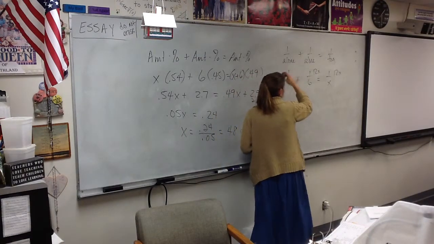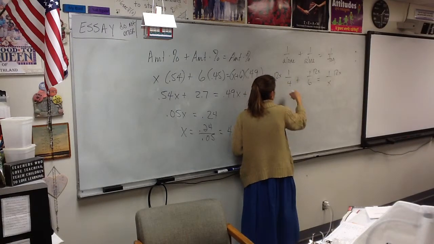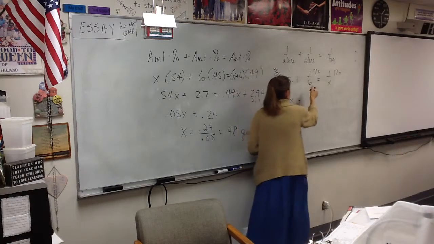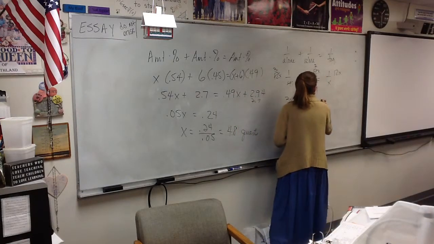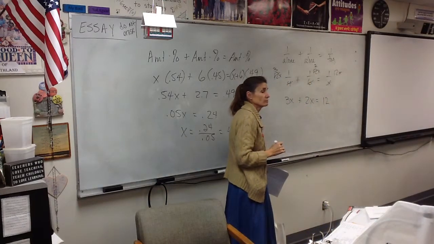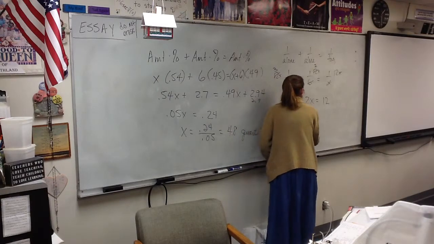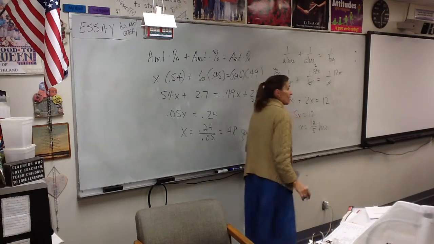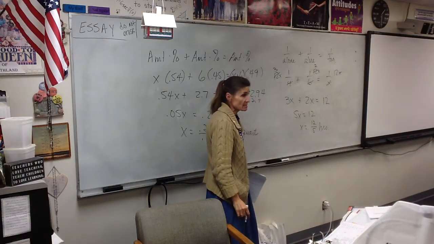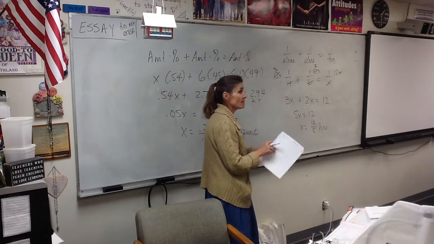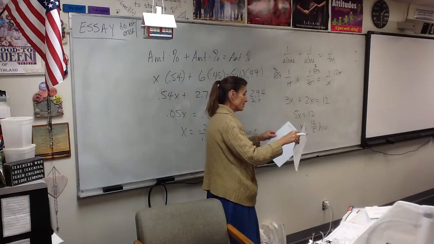So what would this leave me? If I multiply by 12x, this would leave me with 3x, because 4 goes into 12 3 times. This would leave me with 2x, equals, and this would just leave me with 12. So 5x equals 12, and x equals 12/5 hours, which if you want to write that as a decimal, you can. Everybody okay? All right, here we go.